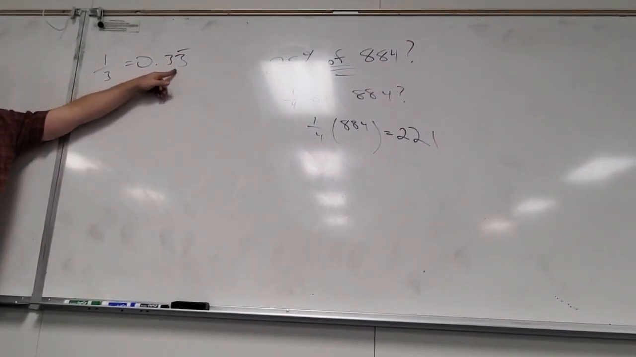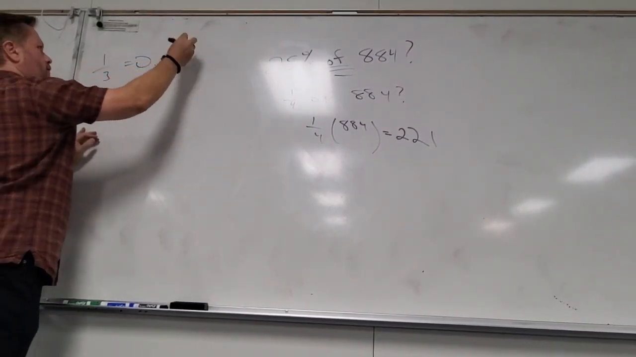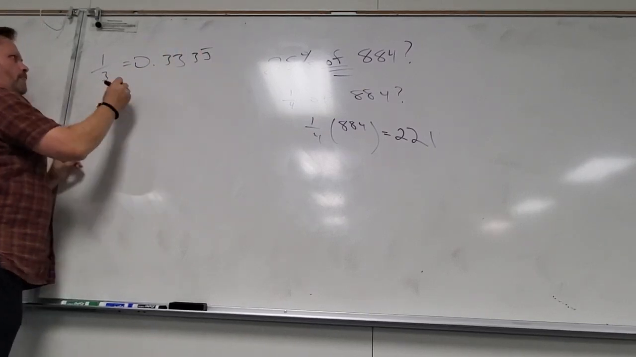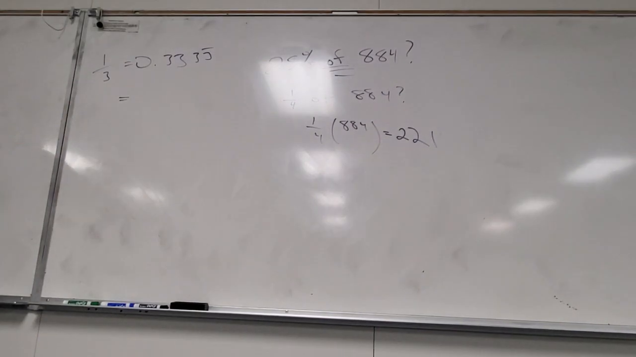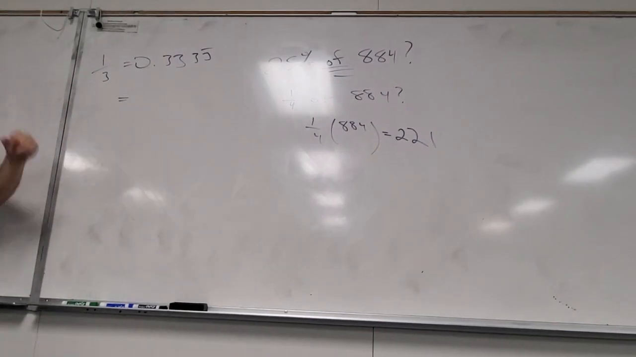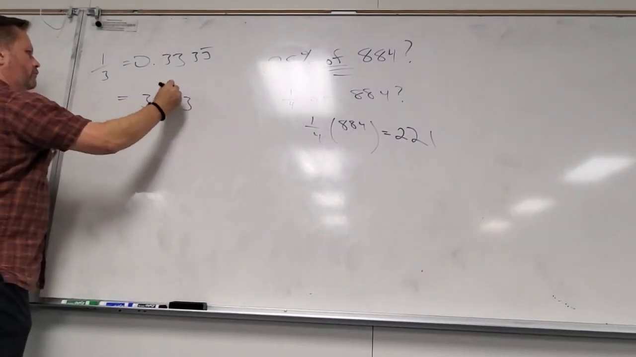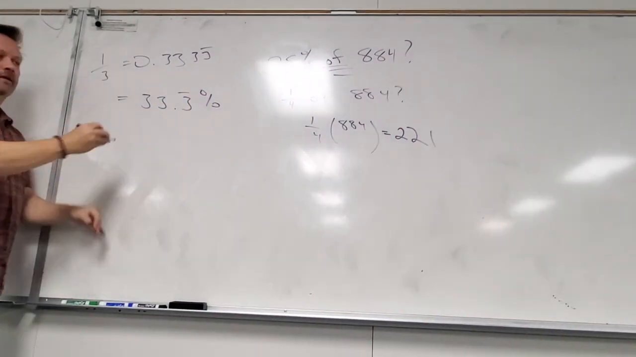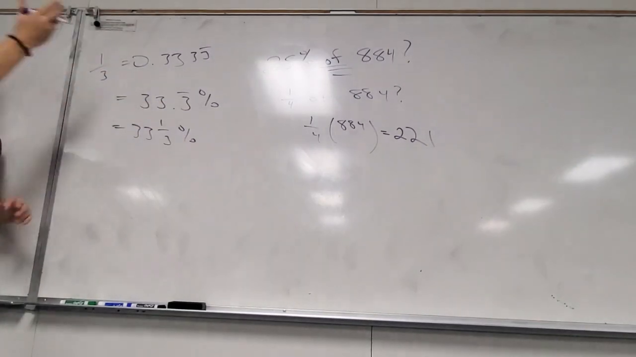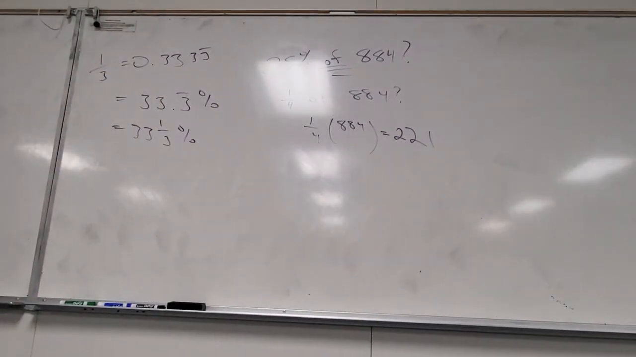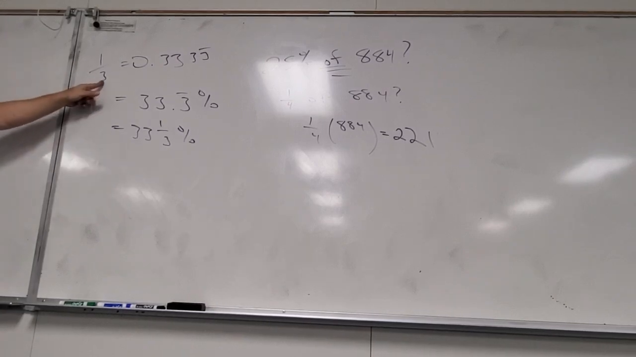Make that into a percentage. How do you make that into a percentage? You move the decimal, right? So it'll be 33.3 repeating, correct? Isn't that 33 and 1/3? Isn't 0.3 repeating 1/3? So if I needed to do 33 1/3% of something, that's the same thing as dividing it by 3.